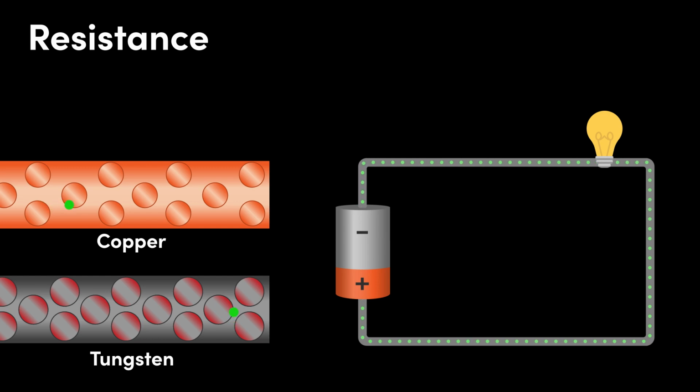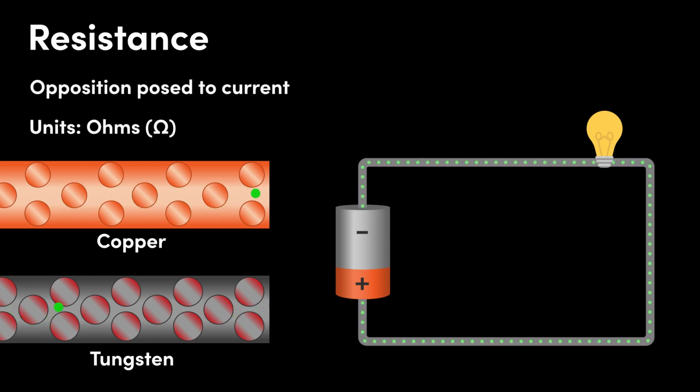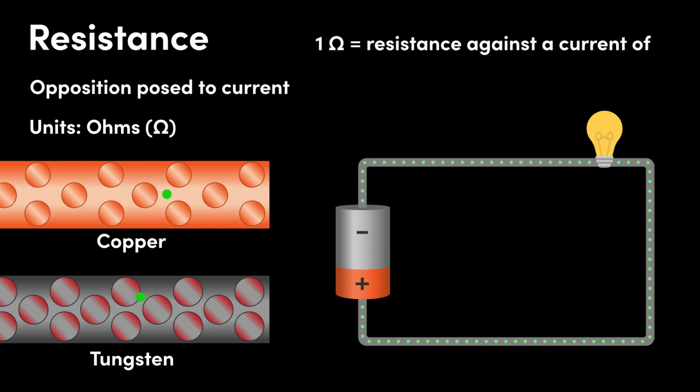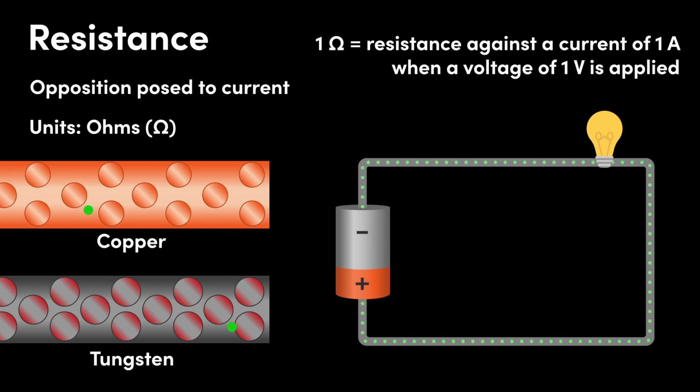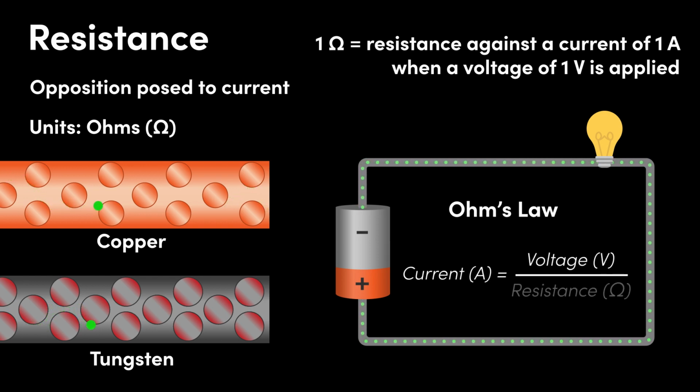Electrical resistance is therefore the opposition posed to current and has the units of ohms. 1 ohm is equal to the resistance exerted against a current of 1 amp when a voltage of 1 volt is applied to it. Current, voltage and resistance are related by Ohm's law. Current is equal to voltage divided by the resistance.